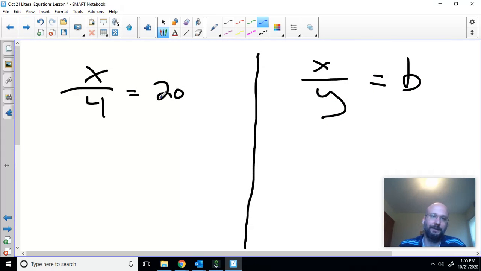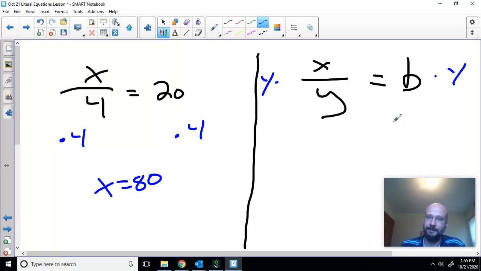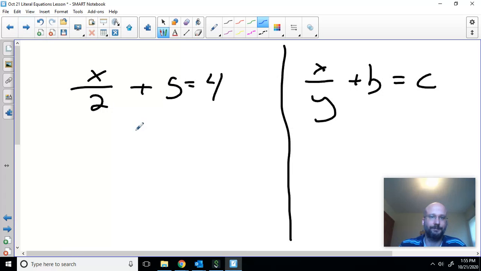Now this one, a normal one, how do you solve for x? Bottom number of a fraction, you're going to multiply both sides by 4. X equals 80. This one, same thing. If we're solving for x, we're going to multiply both sides of the fraction by y. X equals by, because when they're next to each other, that's multiplication.